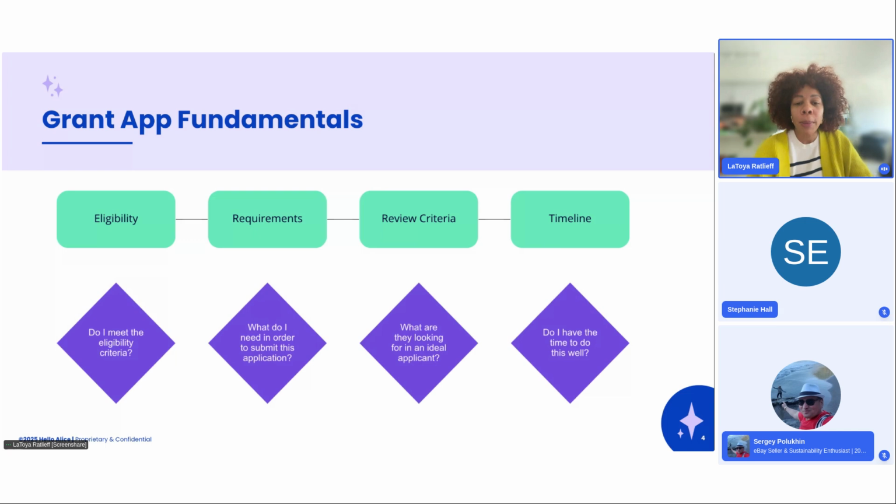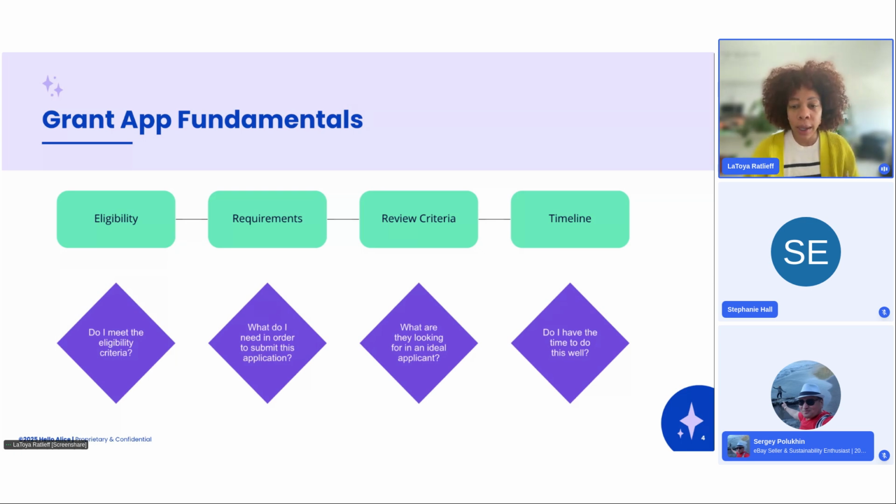But first, we're going to talk about the grant app fundamentals. These are the core elements of the grant, and there are certain core elements that you should really focus on when you're applying. Particularly the terms and conditions is going to be a really important place for you to visit and peruse before you actually start to apply. Those elements are the eligibility, requirements, review criteria, and timeline.